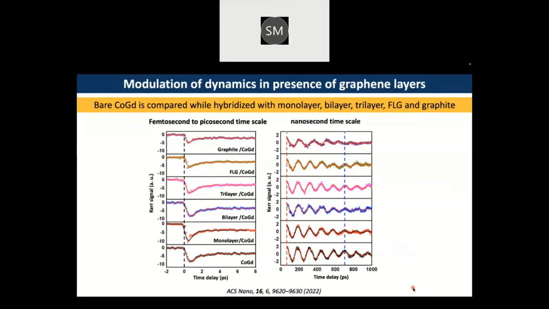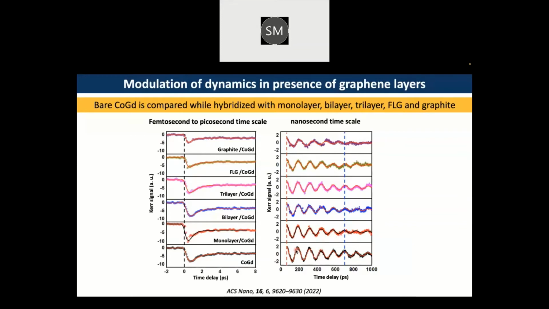Now, this slide is very important. It shows that we have successfully probed the modulation of dynamics due to graphene directly in time domain. So what are the differences we can identify here? First, the demagnetization time. This is the data for the bare cobalt gadolinium. In presence of the graphene layer, you can see that the demagnetization is getting faster. Also, the fast remagnetization time decreases, and damping has a stark variation.